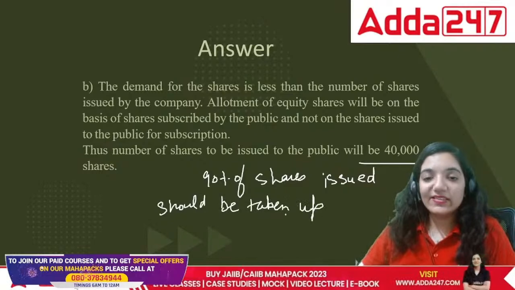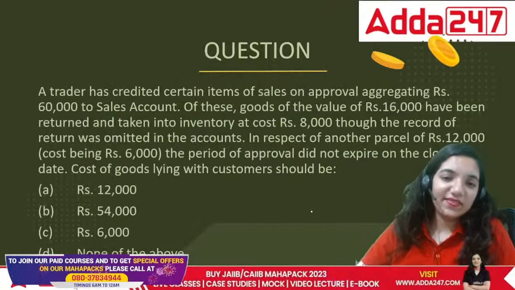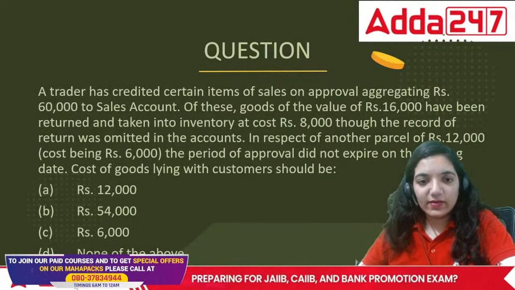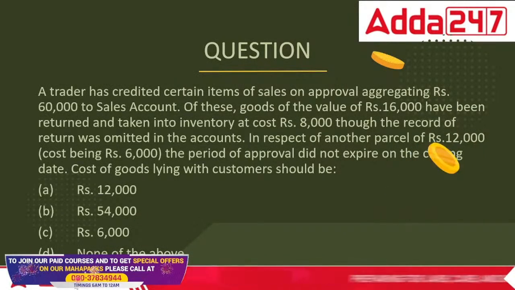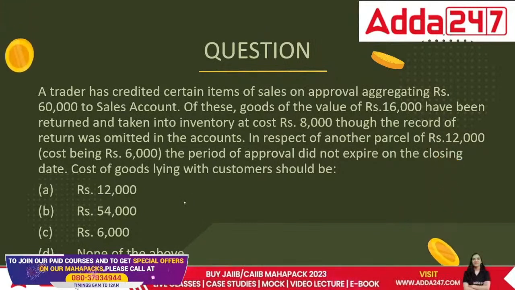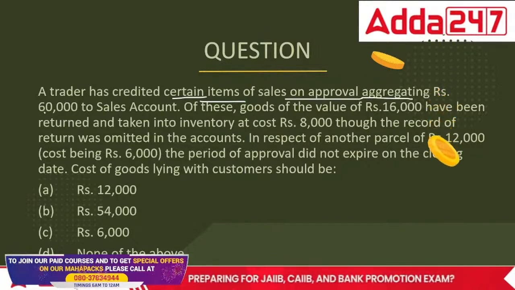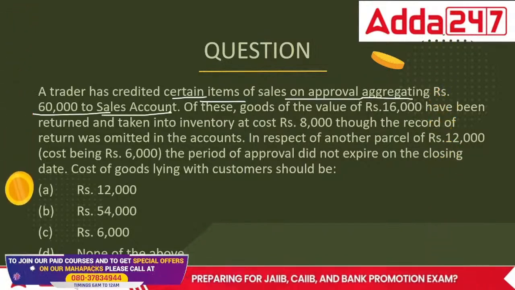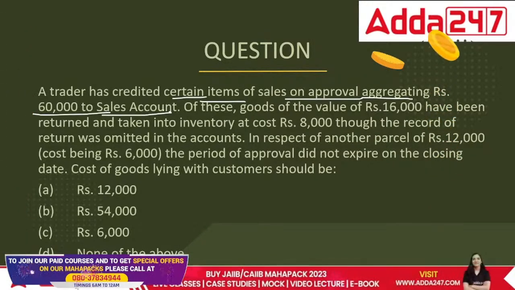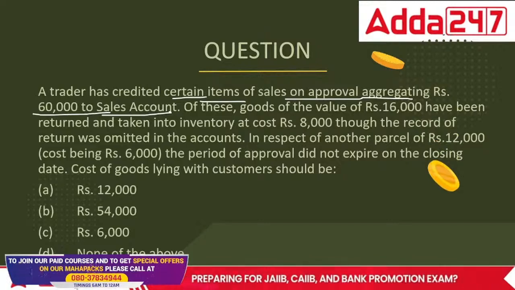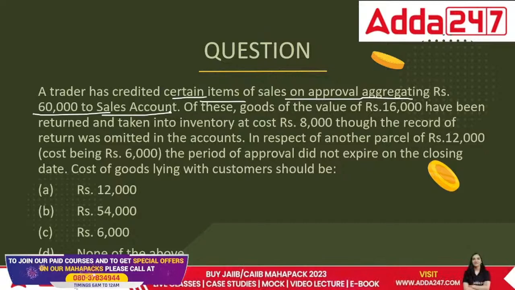Okay, at least 90%. Here comes the next question. Okay, now is it visible? The trader has recorded certain items on sale on approval, aggregating to 60,000, to the sales account. Some goods are sold to someone and we have told them, if you don't like it, then you can return it back to me. I don't have a problem there, right?